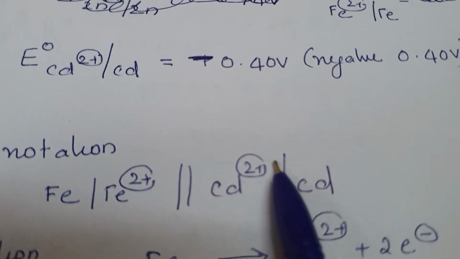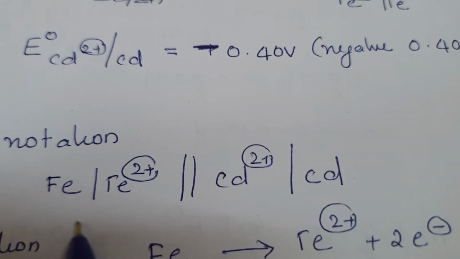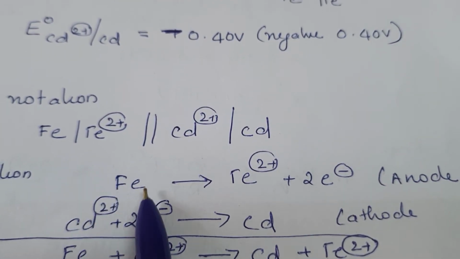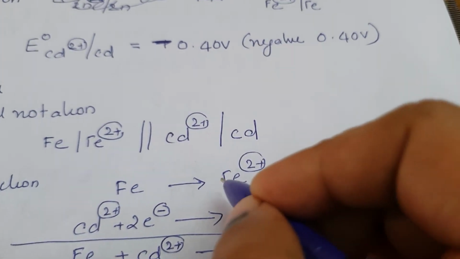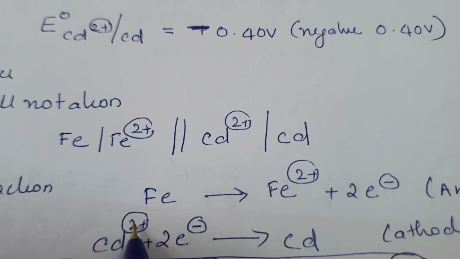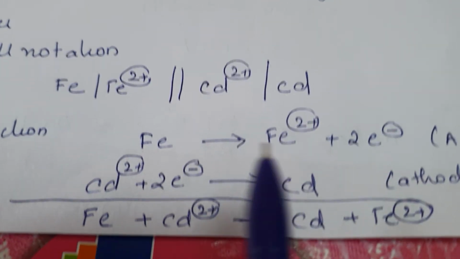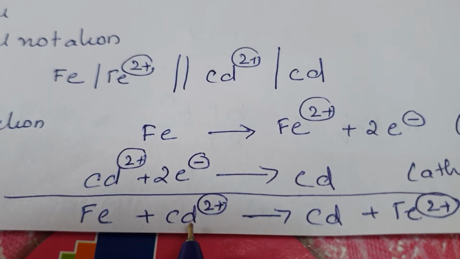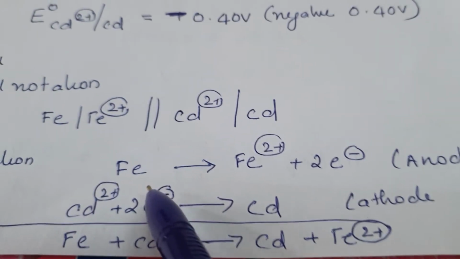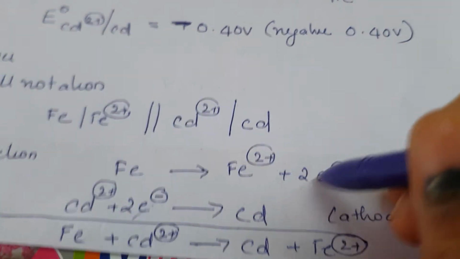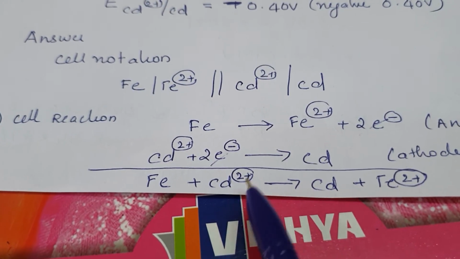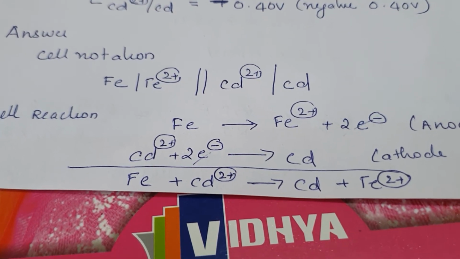Okay, so first one, cell notation is given as Fe, Fe2 positive bar cadmium 2 positive, cadmium. So then we can know this is oxidation half, this is reduction half. So cell reaction, when we write, Fe is converting to Fe2 positive plus 2 electron. This is the anode. Cathode: cadmium 2 positive plus 2 electron gives cadmium. So overall reaction: Fe plus cadmium 2 positive giving Cd plus Fe2 positive. The 2 electrons cancel, so we don't have to represent that. So this is the cell reaction. Fe plus Cd2 positive giving Cd plus Fe2 positive.